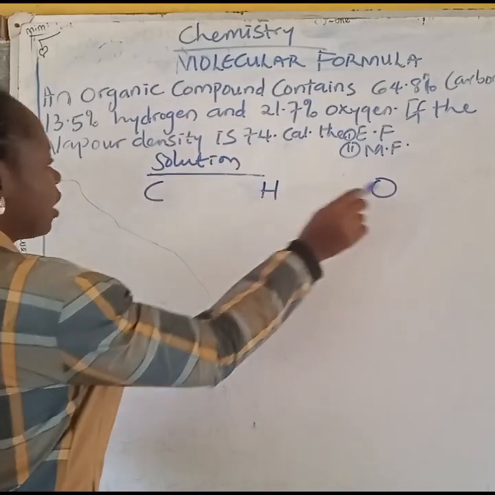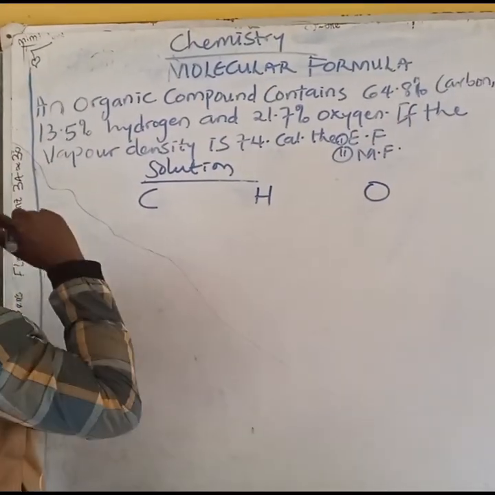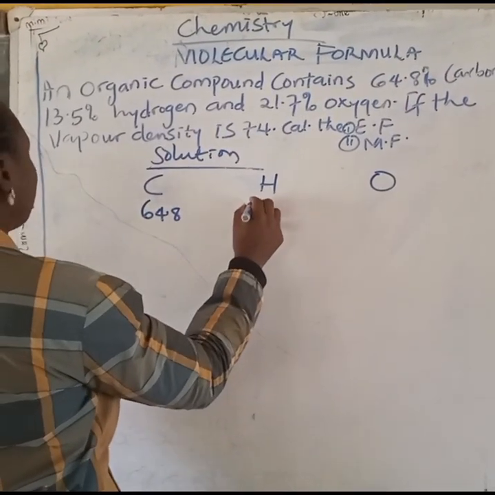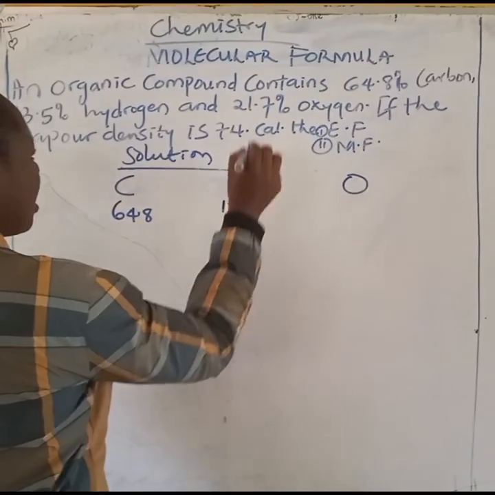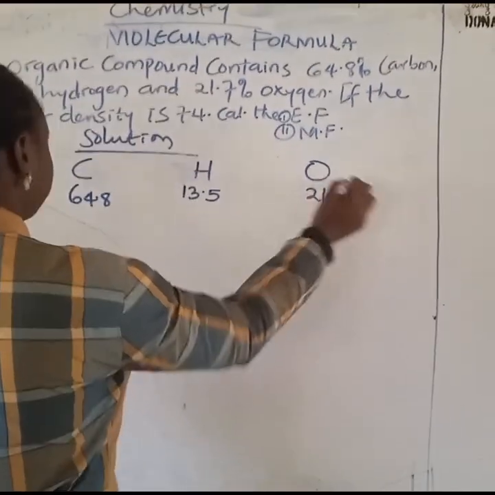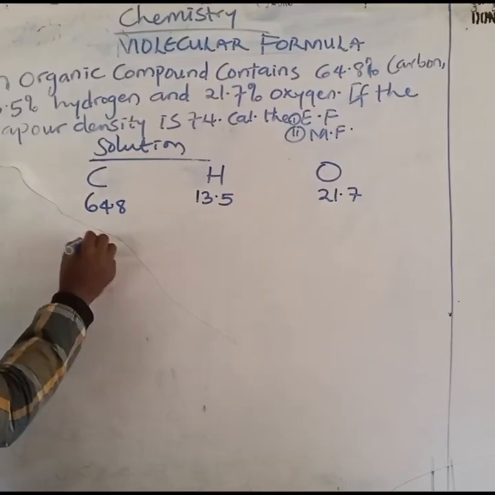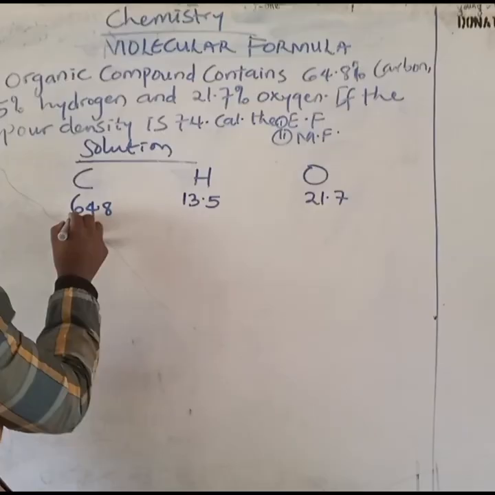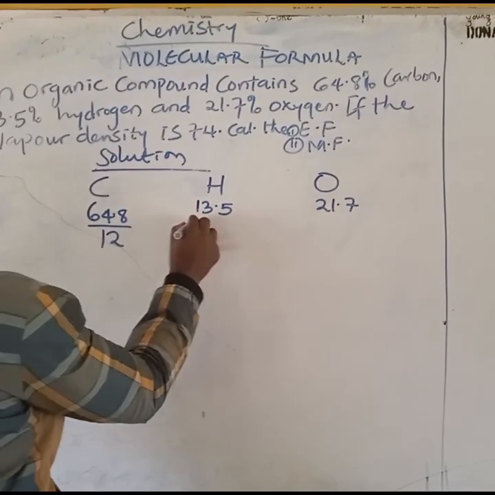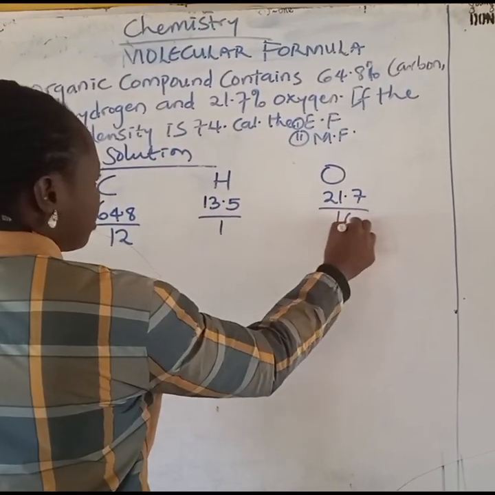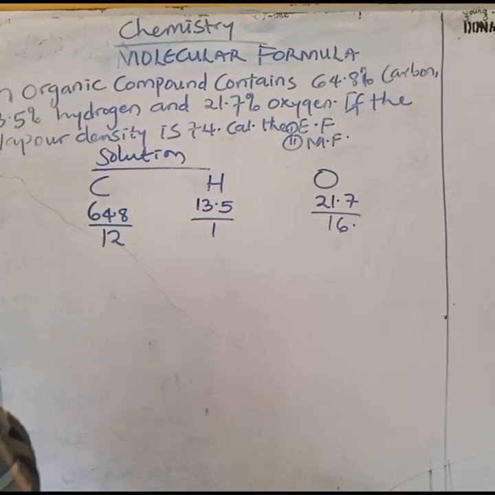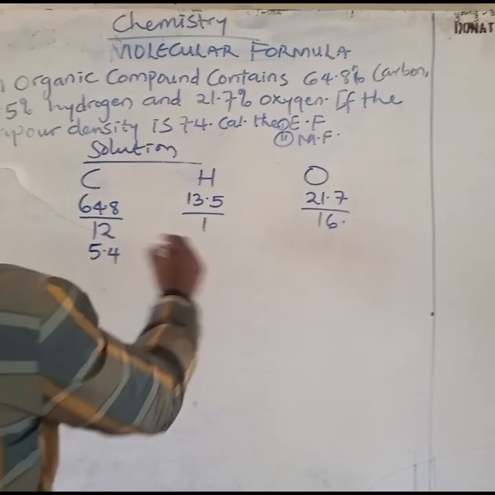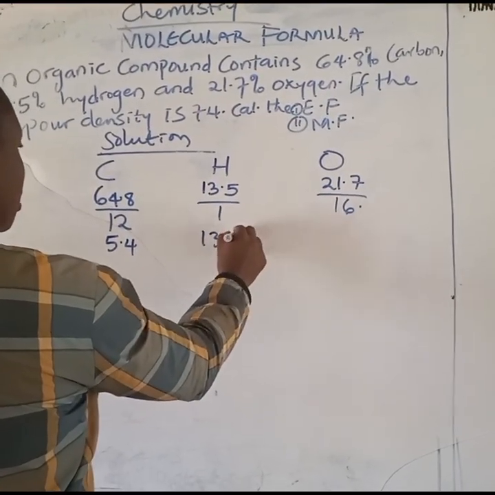So I have my carbon, hydrogen, and oxygen. I'm going to write their percentages under them. So I have 64.8, I have 13.5, and I have 21.7. So we are going to divide by the molar mass. Carbon is 12, hydrogen is 1, then oxygen is 16. So we are going to have 5.4. This one, 13.5, of course.